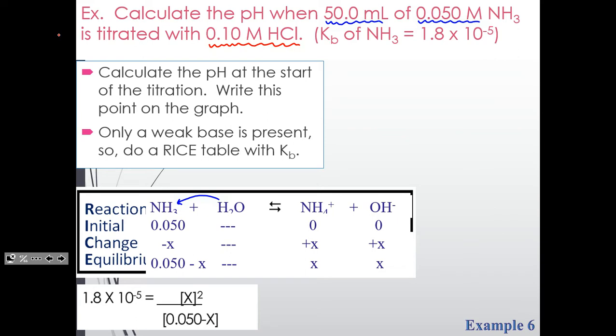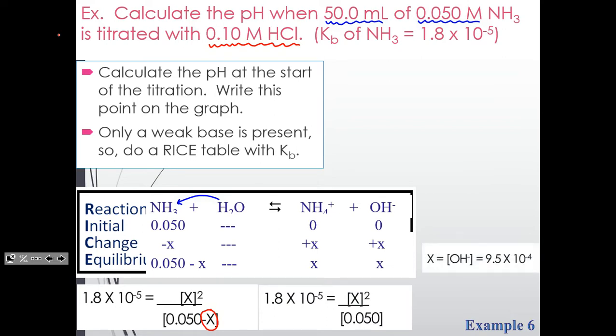We're going to use our Kb expression because hydroxide has been produced. I'm going to highlight the negligible x here in our Kb expression, products over reactants. And then we're going to cross multiply, and we do have to take a square root of both sides in order to get the hydroxide concentration, which is 9.5 times 10 to the negative fourth. We're going to get the pOH from this number, and then we can do 14 minus the pOH to get the pH, which ends up being 10.98. So currently, at the start of our titration, we have a pH of right around 11, which is what we saw from the graph.